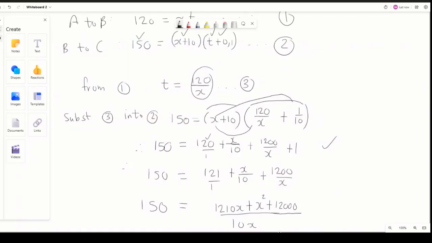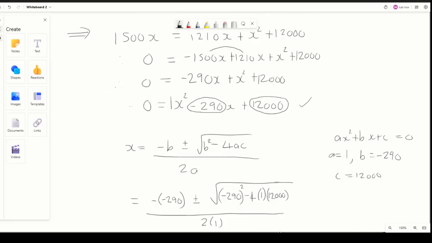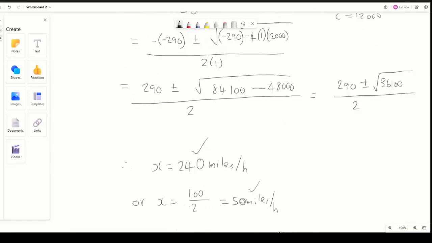Look here. Here you've got an equation for time. Time is 120 over X. Can you see that? You have an equation for time, 120 over X. So if the speed was 240, then it took him half an hour. If the speed was 50, it took him 2.4 hours. Can you see that? Okay. You understand?